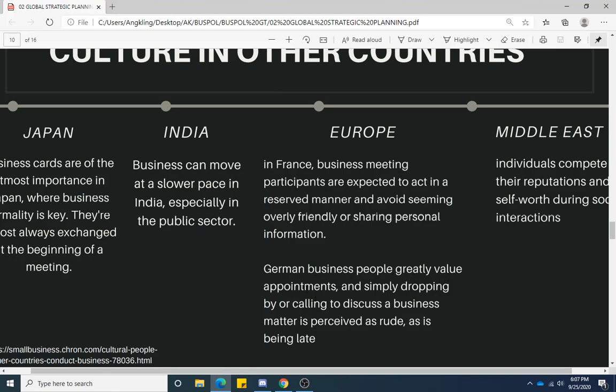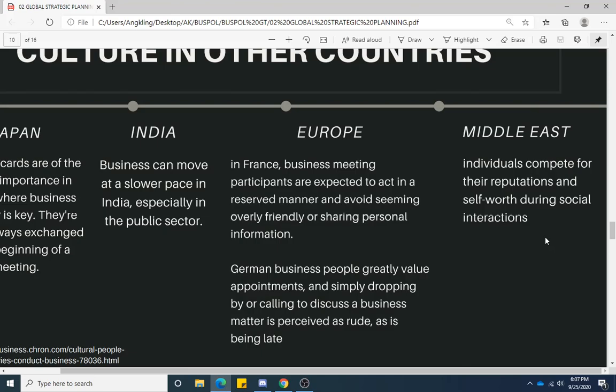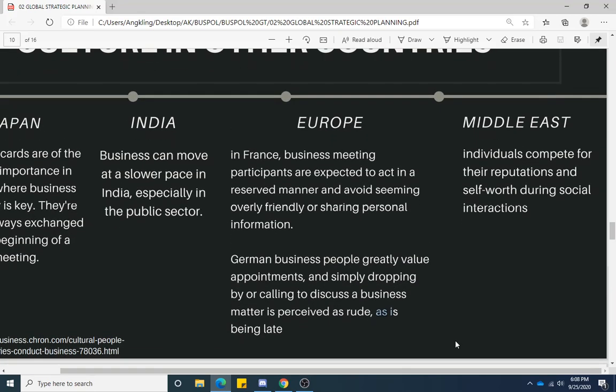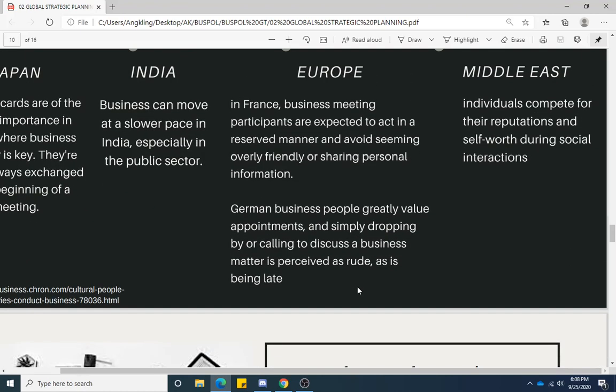In Germany, business people greatly value appointments, and simply dropping by or calling to discuss a business is sometimes perceived as rude, as is being late, di ba? So, bastos daw sa kanila yun, parang it's unacceptable if you're late. For them, it's not a good signal to do business. So, of course, when you do business in the Philippines, di ba, sometimes we have a nature of laging late, di ba? So it becomes our nature already. It becomes parang a norm that sometimes when we do business, it's late already. But in Europe, you cannot do the same thing to them because they find it wrong.